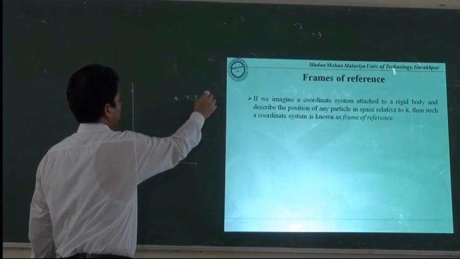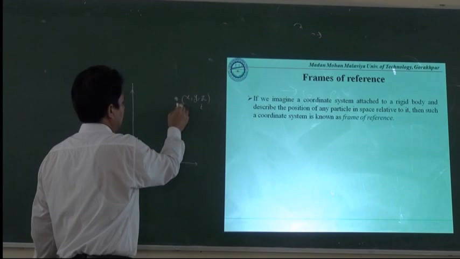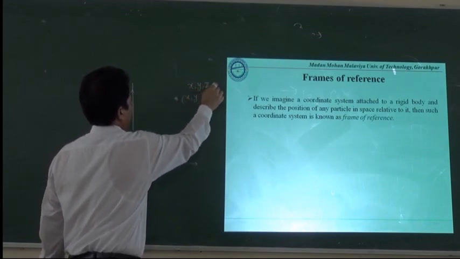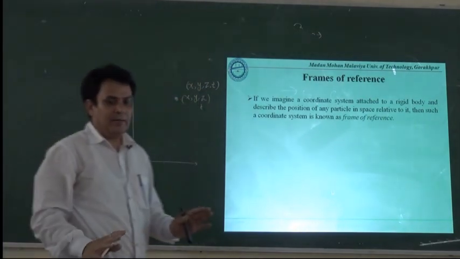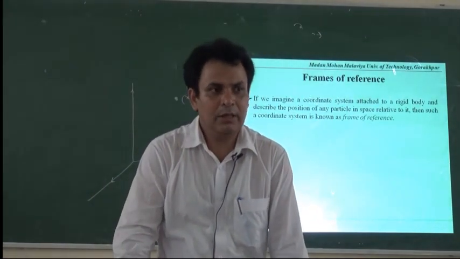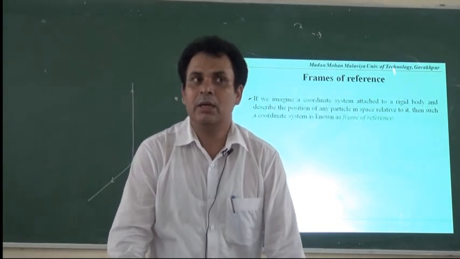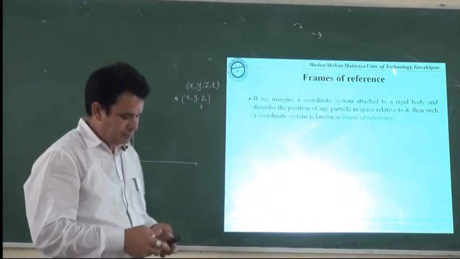And with respect to that, we can measure the position of this particular event, and we will say that this is x, y, z, and if we also include the time coordinate, then the complete information for this particular event will be x, y, z and t. So a frame of reference is a coordinate system which is attached to a rigid body and used to measure the information for a particular event or thing.